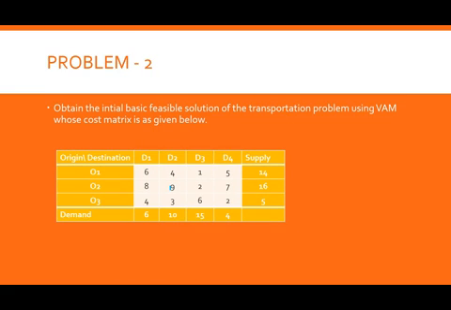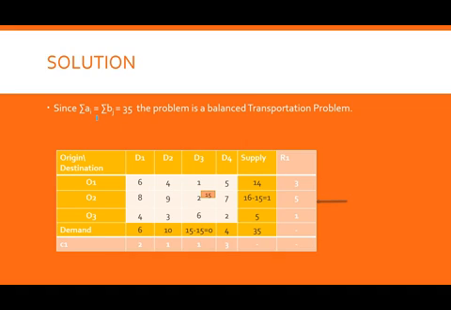So this is the second problem that I always use. 6415, 8927, 4362 with supplies 14, 16, 5 and demand 6, 10, 15, 4. So we have already seen that the problem is balanced. When I add up, I get 35 on both sides. So that is what has been written here. Since summation Ai equals summation Bj equals 35, the problem is a balanced transportation problem. So put an additional column and an additional row for computing row penalty and column penalty.